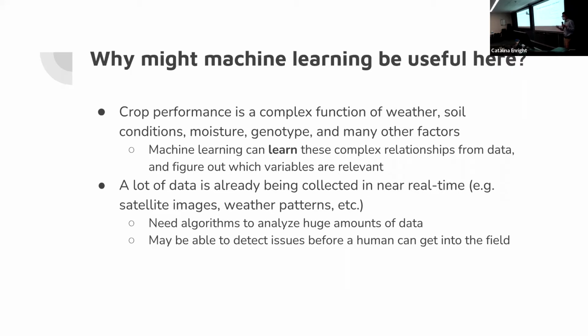Okay, so we discussed field surveys and simulation models. Why might machine learning be useful here? We know that crop performance is a really complex function of weather, soil conditions, moisture, and a whole bunch of other factors. Machine learning can actually learn these complex relationships from data, or at least we hope, and figure out which variables are relevant. A lot of this data is already being collected in near real time, such as with satellite images or weather station reports. We have this massive amount of data coming in, and we need algorithms to make sense of and analyze it. And hopefully, since this data is already being collected in near real time, ideally we could detect issues before a human is able to go into the field.